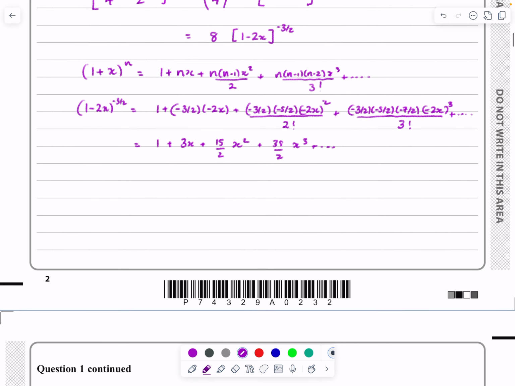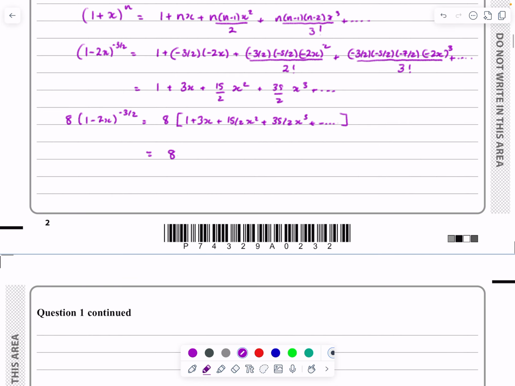And remember then, we wanted 8 lots of that. So putting in 8 lots of all of that, 15 over 2 x squared, 35 over 2 x cubed, and so on and so on. Then actually gives us 8, it gives us 24x.